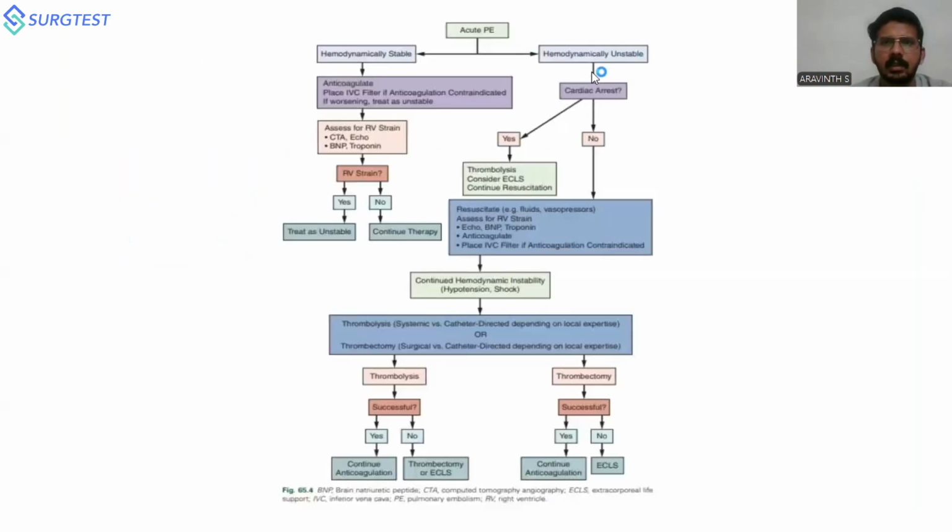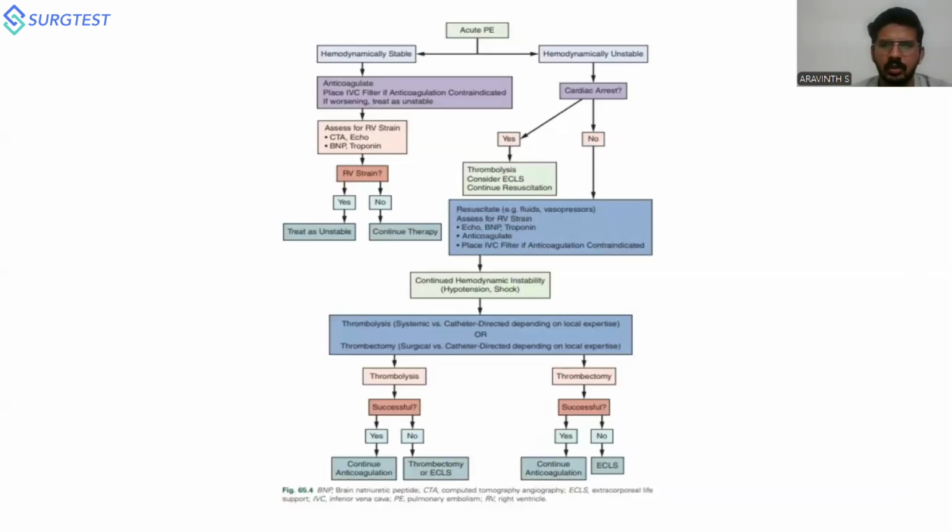Hemodynamically unstable is usually shock, hypotension, or cardiac arrest. If the patient is having cardiac arrest, it's a different management altogether. We'll come to that in a while. If the patient is not having cardiac arrest but is unstable, you resuscitate, assess for RV strain, and then you anticoagulate and place an IVC filter. If they have an arrest, you straight away thrombolyze them. If there's continued hemodynamic instability despite all of this, you thrombolyze the patient, and if they continue to remain unstable despite thrombolysis, you go ahead and do a thrombectomy. That's how the procedure goes.